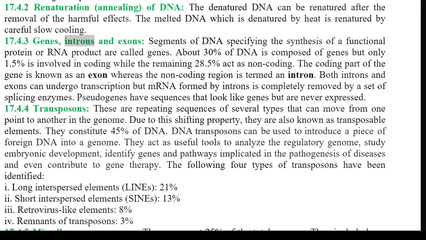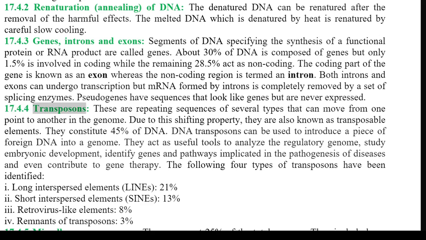17.4.3 Genes, introns, and exons. Segments of DNA specifying the synthesis of a functional protein or RNA product are called genes. About 30% of DNA is composed of genes, but only 1.5% is involved in coding while the remaining 28.5% act as non-coding. The coding part of the gene is known as an exon, whereas the non-coding region is termed an intron. Both introns and exons can undergo transcription, but mRNA formed by introns is completely removed by a set of splicing enzymes. Pseudogenes have sequences that look like genes but are never expressed.